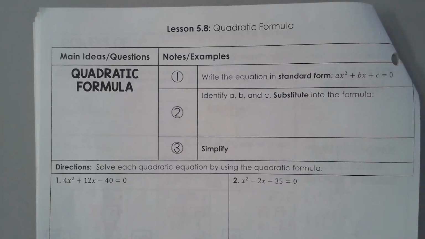The quadratic formula. We looked at a few different ways to find x-intercepts. We started with graphing, actually. That was what you did on your NTI day. Then we did factoring. Then we did solving by square roots. And now we're going to do the quadratic formula.